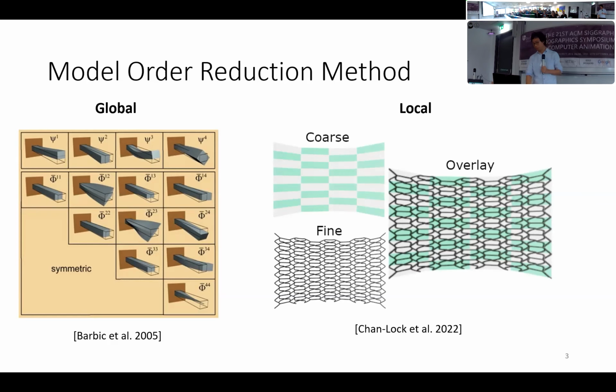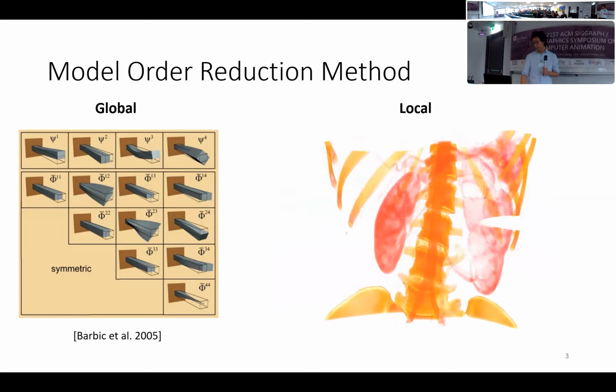And there is some advantage in preserving the locality of the model. By preserving the locality of the model, you could interact locally with the model, and maybe you can do some local update of the model.